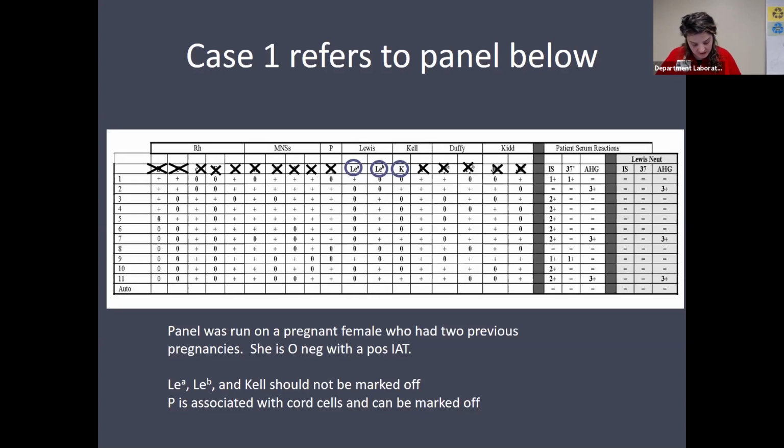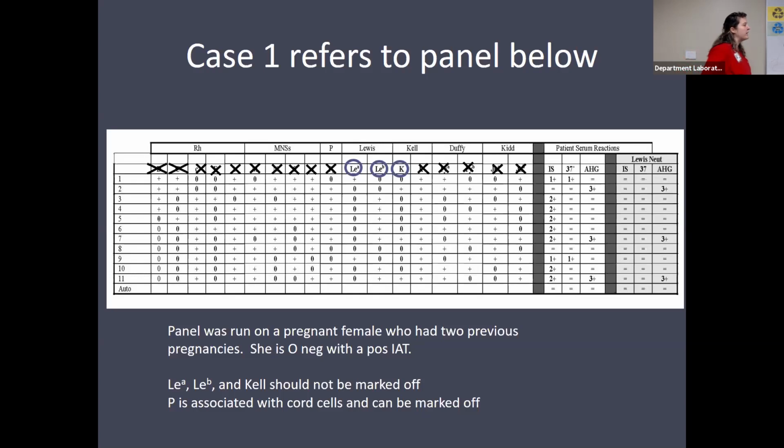So some of the questions associated with this: would you want to phenotype the patient? What would you phenotype for? Kell. There's a big debate on whether you should phenotype this patient for Lewis A, Lewis B. What phenotype must be present in order to build Lewis antibodies? She has to be Lewis A negative and Lewis B negative.